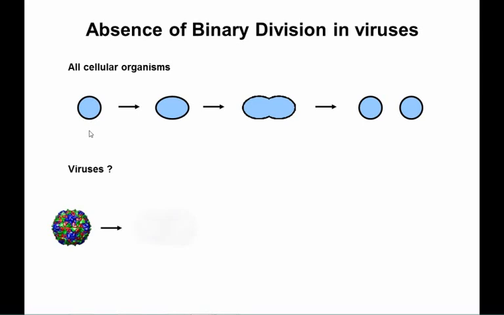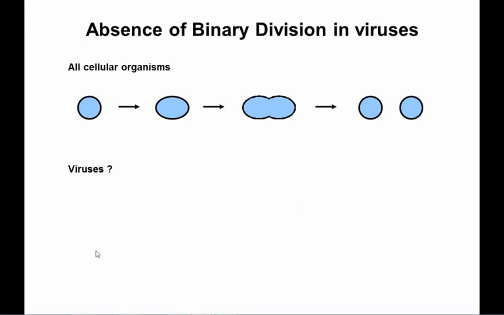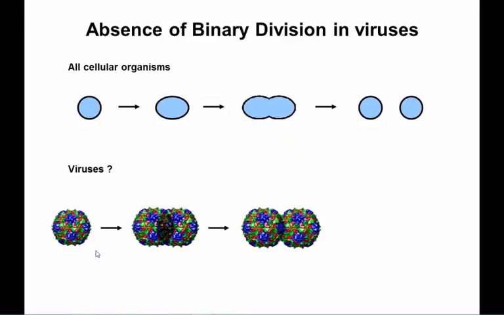Now, if viruses were to grow like this, you would have a virus particle, a virion. It would get bigger, and then these 2 virions would separate, and finally you'd have two separate virus particles, if viruses were doing the same thing as cells. Now, don't anybody come away from this slide with the wrong idea. This is not true. This doesn't happen, all right? They replicate in a very different way.